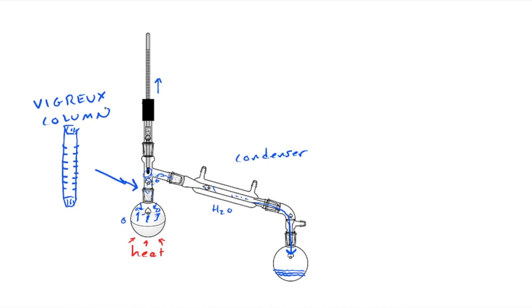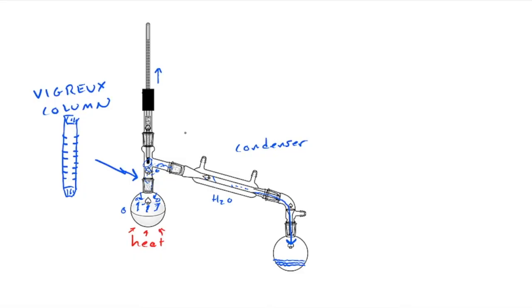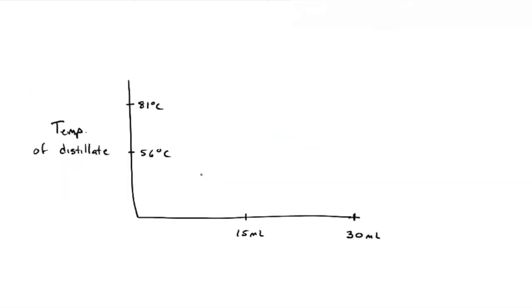So that Vigreux column is going to increase the amount of condensation and vaporization equilibrium events that occur as the liquid travels up and gets condensed in the condenser. It's going to increase the ability of the distillation to separate those two liquids. In this type of graph right here, we're looking at the temperature of the distillate. That will be the temperature that's being recorded right here as the distillate comes up, interacts with the thermometer, and then comes over to be condensed, comparing that temperature as a function of the total volume of distillate.